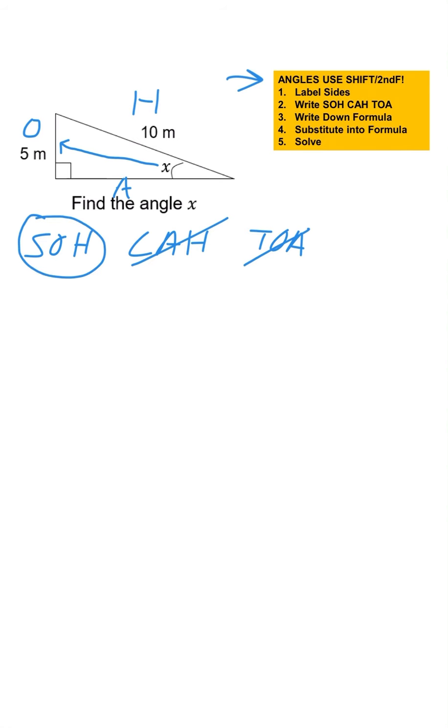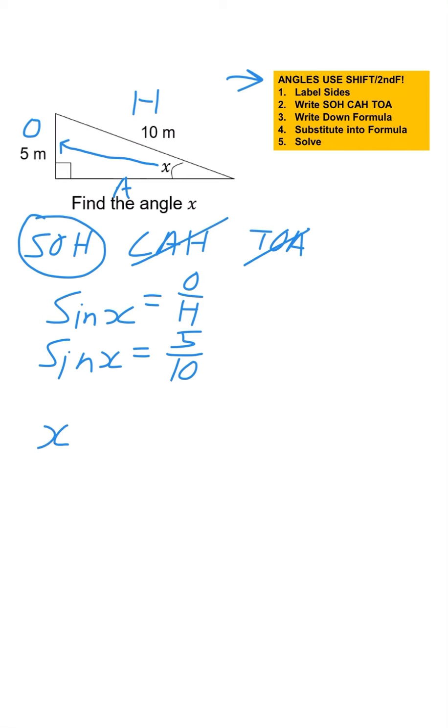Now remember, sine of our angle, in this question our angle is X, so sine of X is equal to O over H, so opposite over our hypotenuse. So sine of X equals 5 over 10. Now to find what X is, the sine is coming to the other side, so X is going to be sine inverse 5 over 10.